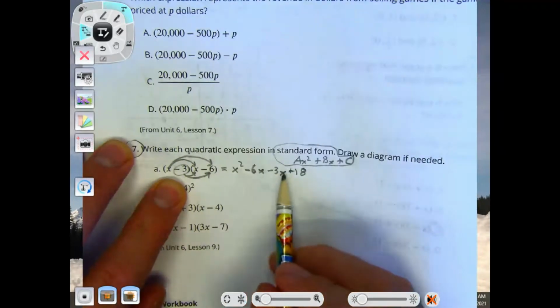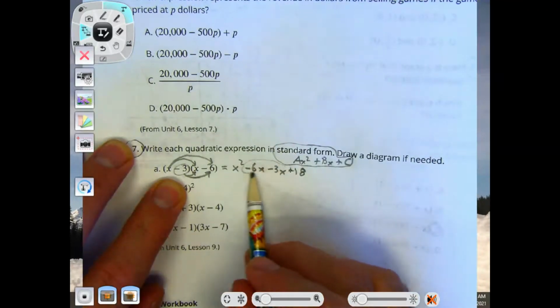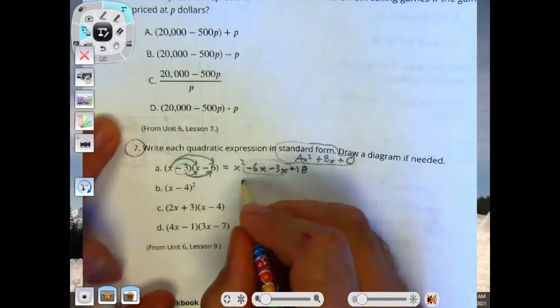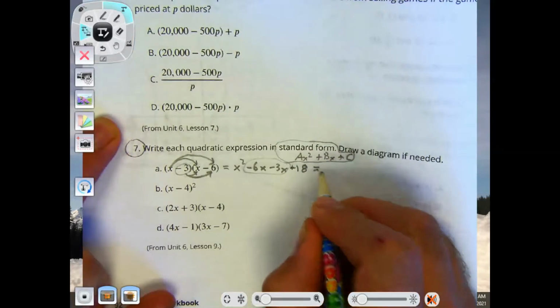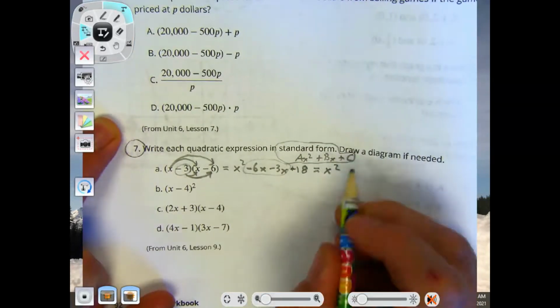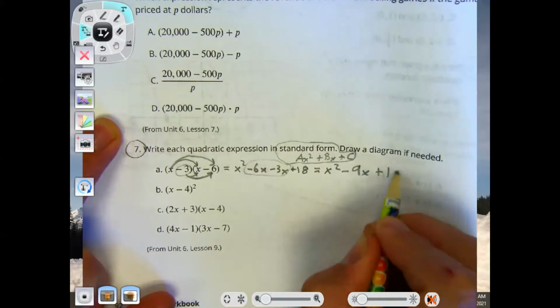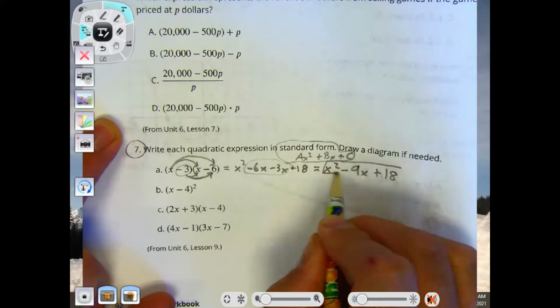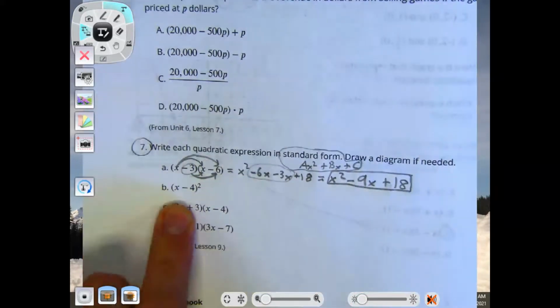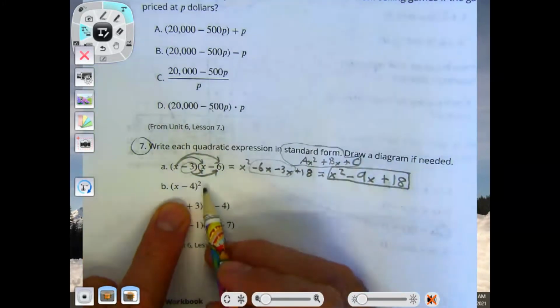Now we're not done because we have to combine like terms. Right? So let's put these two things together. So this should equal x squared minus 9x plus 18. Okay, so that's your final answer for that first one. Okay, let's do the same thing here. Ooh, this one's tricky, right?